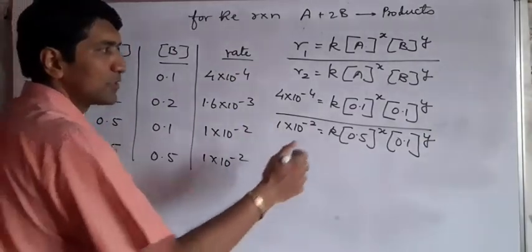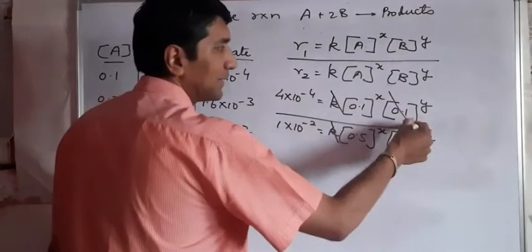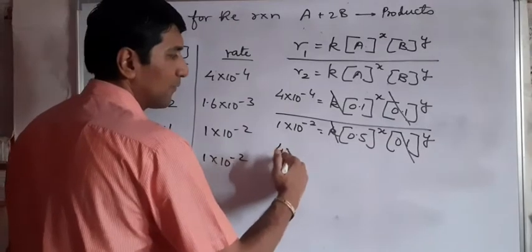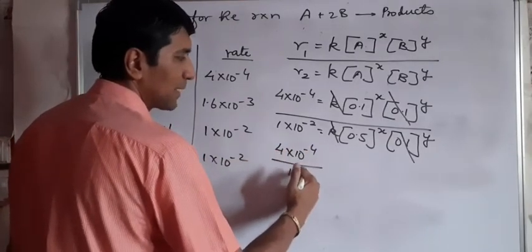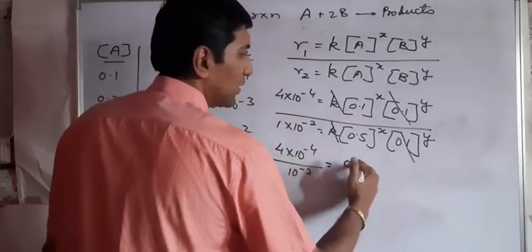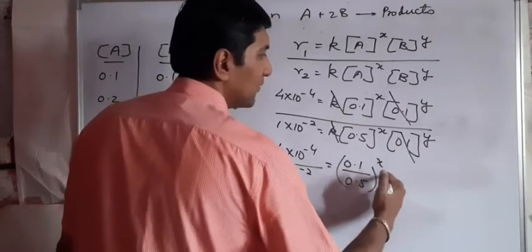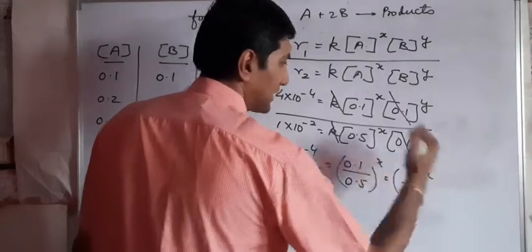Now you have to cancel off the common values. So K is cancelled off and this value is cancelled off. So ultimately what are we getting? We are getting 4 into 10 raised to power minus 4 upon 10 raised to power minus 2 is equal to 0.1 upon 0.5 whole raised to X, which can also be written as 1 by 5 whole raised to X.